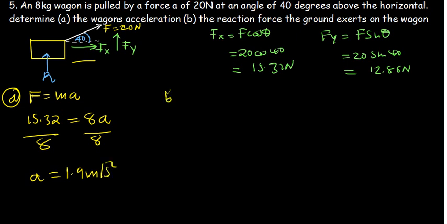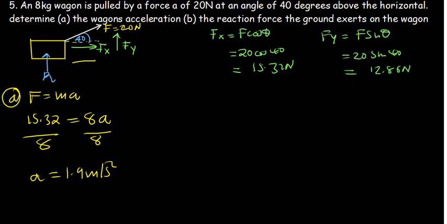And then for the second part, we want to determine the reaction force the ground exerts on the wagon. The ground is going to exert a force on the wagon. In other words, we want to determine the force that is going to balance the weight force, because this object has a weight, so there should be a force balancing it. This thing has a weight force going down. The only reason it is not going into the ground is because there is a force balancing it going up. So this is the reaction force.